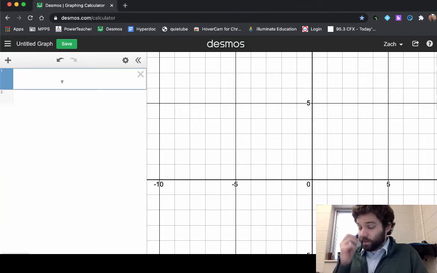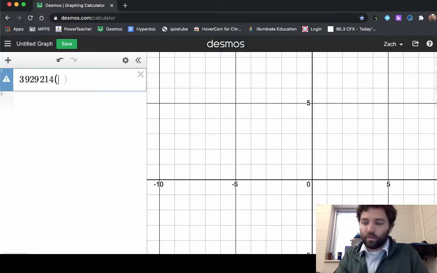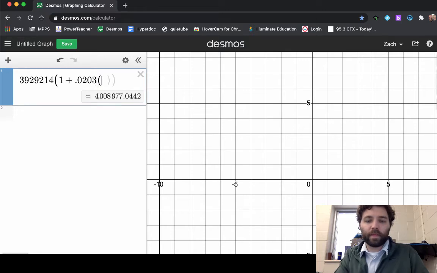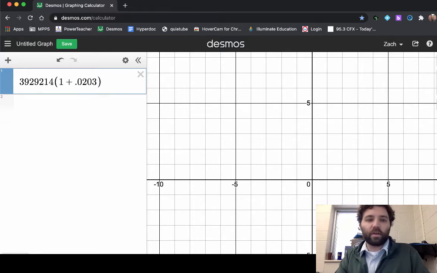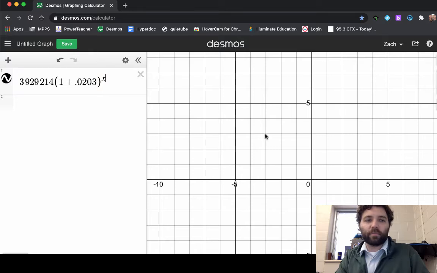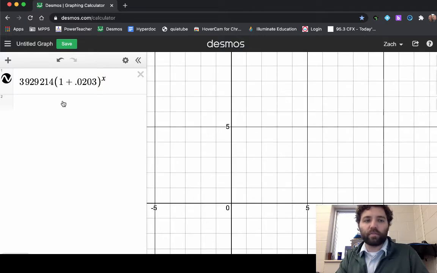So make sure that you always put that in as a decimal. If you don't, you can almost be sure that on a quiz or a test, one of the options in a multiple choice question will be what the answer would be if you plug it in not as a decimal, as if you just put the percentage in as 2.03. So 0.0203 and raised to the x. Now that's what you're going to put in if you want to keep it in terms of x.